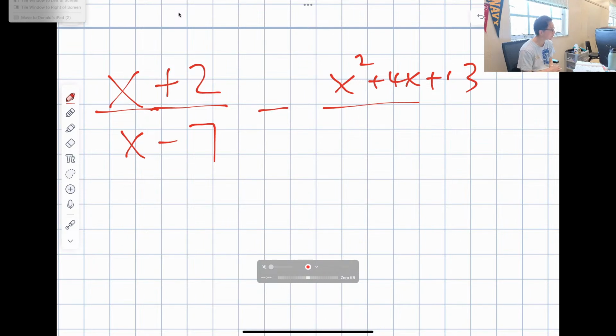Is that okay? Is this okay? Hold on, it's being blocked. Move. There you go. Is that better? Yeah. Am I going too fast?